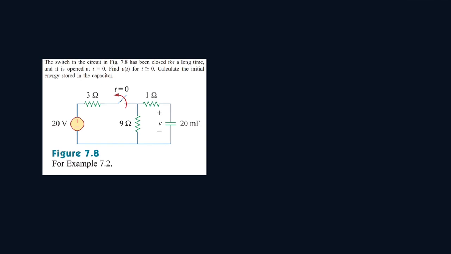Okay, so we have to solve the following circuit. We're told that the circuit has been closed for a very long time, and it opens when t is equal to 0. Now we have to find the formula for the voltage at the capacitor when t is greater than or equal to 0. So for now, let's go before t is 0, so t less than 0.